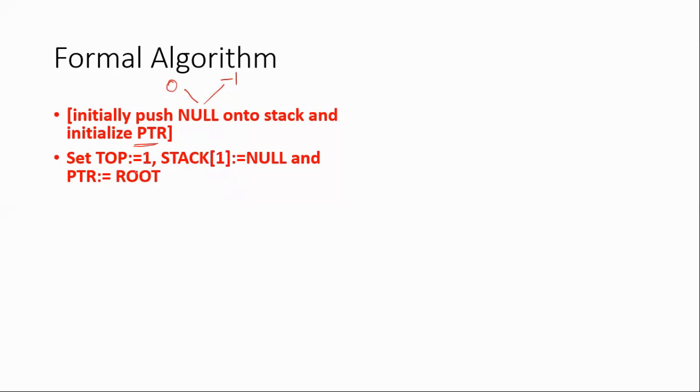So first, we set the top to the first position, and to the stack of top, the null value will be loaded, and the pointer will be initialized to point to the root node. PTR is one of the important variables that we will be using as a pointer, not exactly as a pointer variable for memory dereferencing. Instead, just to point to the particular indexing, we will be using this PTR.